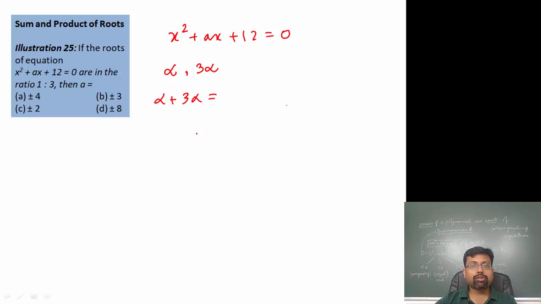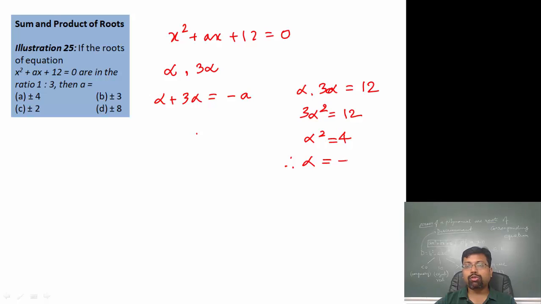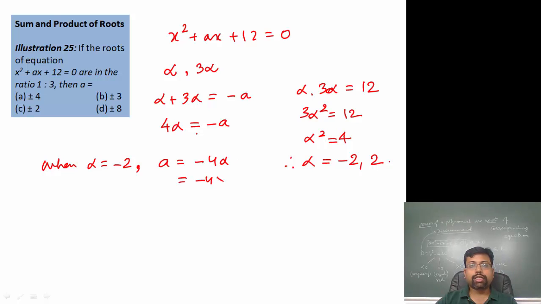Now from the sum and product of roots we have alpha plus 3 alpha. The sum of the roots will be minus a from the given equation and the product of roots will be alpha into 3 alpha, which will be 12. So you have 3 alpha square is equal to 12, which implies alpha square is equal to 4. Therefore alpha will take two values, minus 2 and 2. From this result you have 4 alpha is equal to minus a. So when alpha is equal to minus 2, then a is equal to minus 4 alpha, that is minus 4 into minus 2, which is equal to 8.